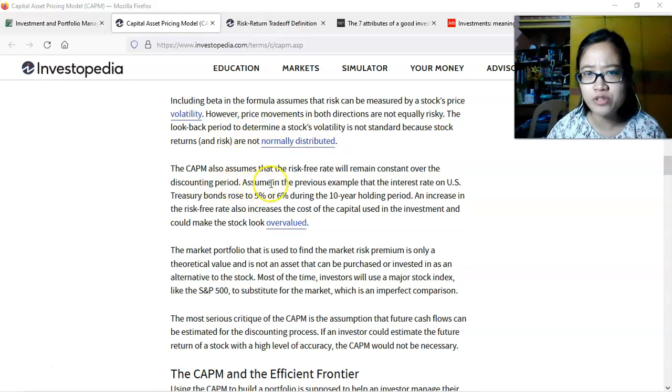And the CAPM also assumes that the risk-free rate will remain constant over the discounting period. In some cases, this could be true. Kasi normally, yun namang mga government bonds, hindi naman nagbabago masyado yung kanilang rate. It's almost the same, maximum up to 4%.